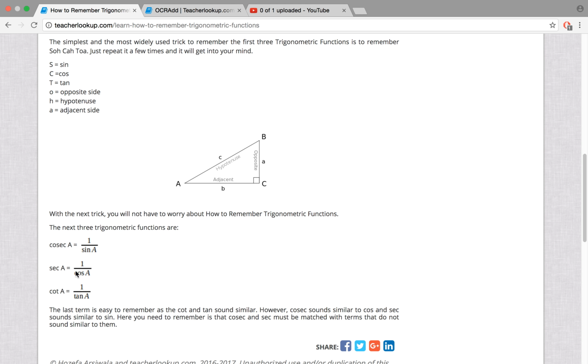So you could see the C is 1 over cos, the starting letter of cos is C, the starting letter of sine is S, and the starting letter of tan is T. So it's represented by the third letter in each of these equations. Third here is sine, third here is cos, and tan is a third letter, which is over here.